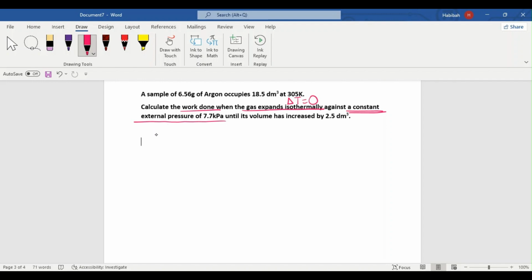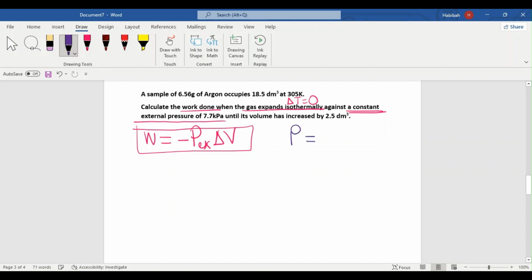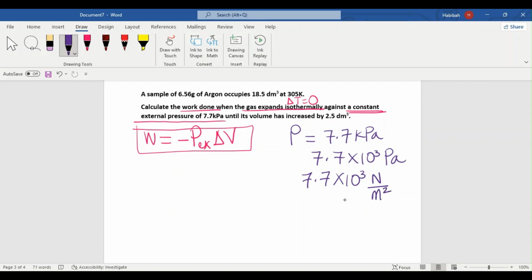So you have two different formulas. The formula for a question like this would be negative P external times change in volume. This is all you need when you're solving a question that is an isothermal expansion against a constant external pressure. In this case, the pressure we're given is 7.7 kilopascal, or 7.7 times 10 raised to the power of 3 pascals, which is also 7.7 times 10 raised to the power of 3 Newton per meter squared, because Newton per meter squared is the same thing as Pascal. So that is the first thing you have to note.